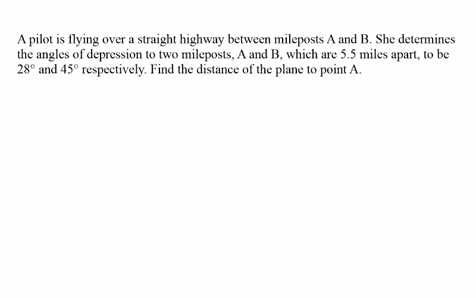So let's make sure that we see this a little bit clearer. This is probably a little bit more like the fire, if you will, because notice it says that the airplane is between the mileposts A and B. So let's get the milepost drawn. So I'm going to say this is milepost A, and we'll go with milepost B over here, and that's 5.5 miles apart.